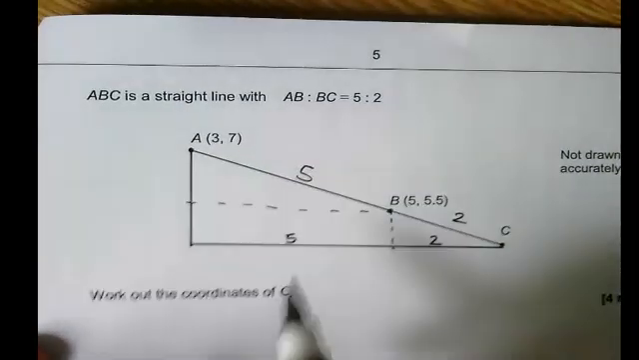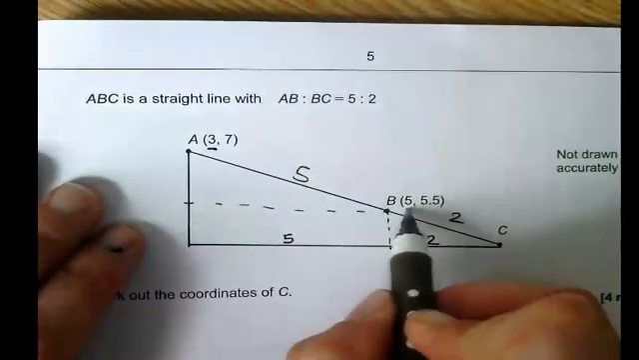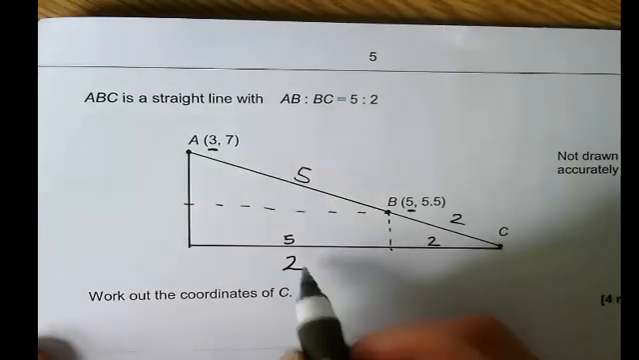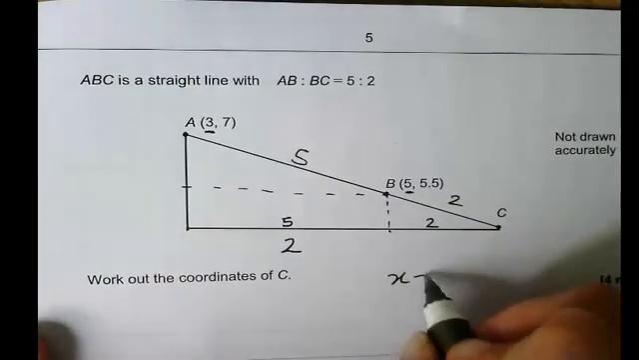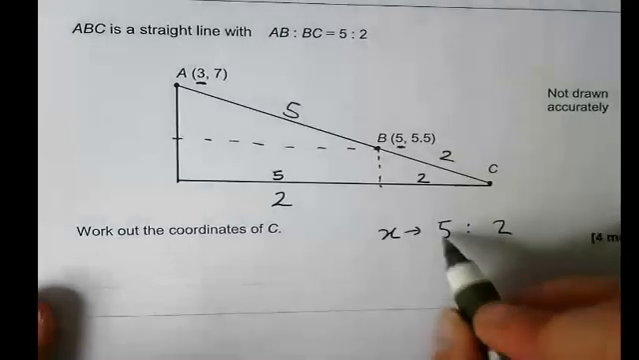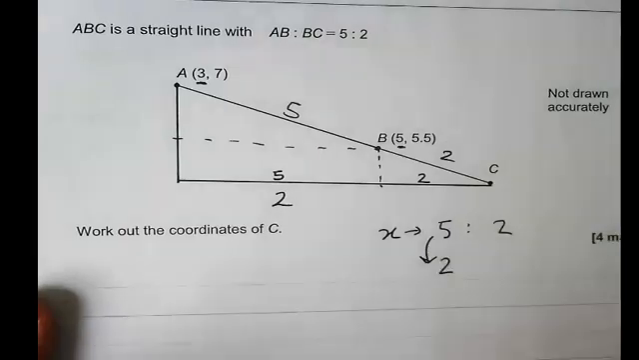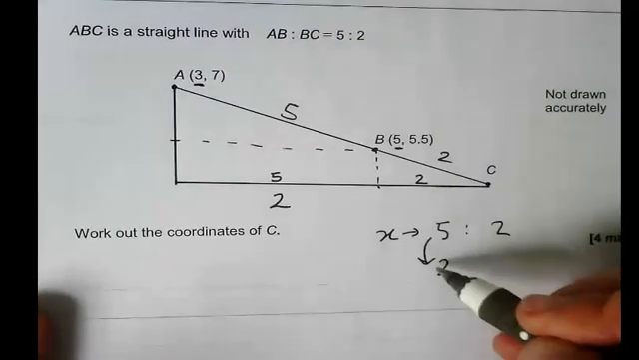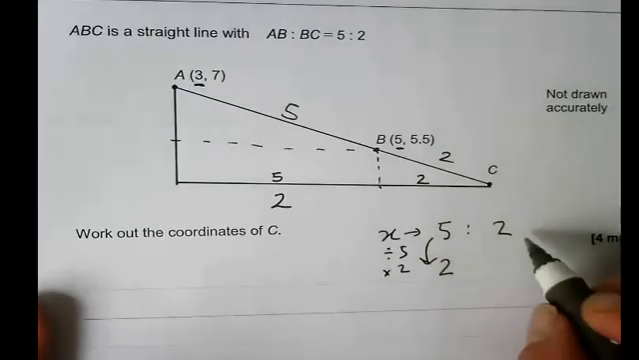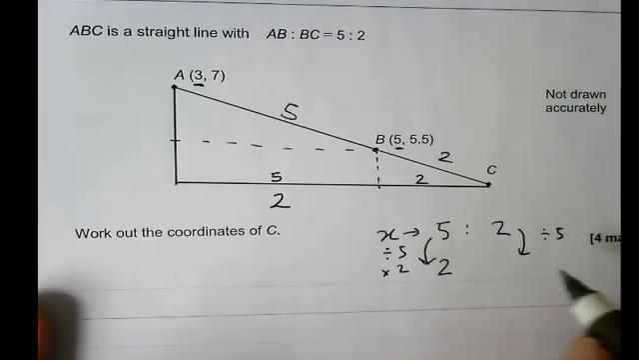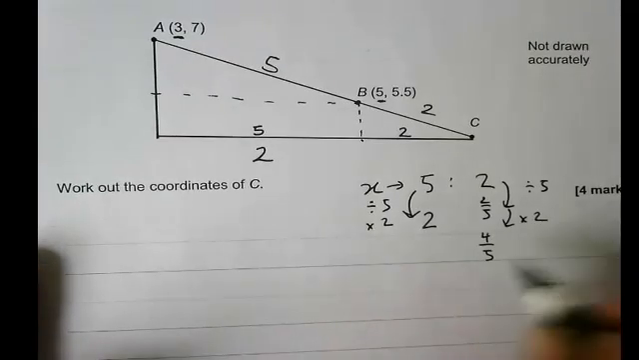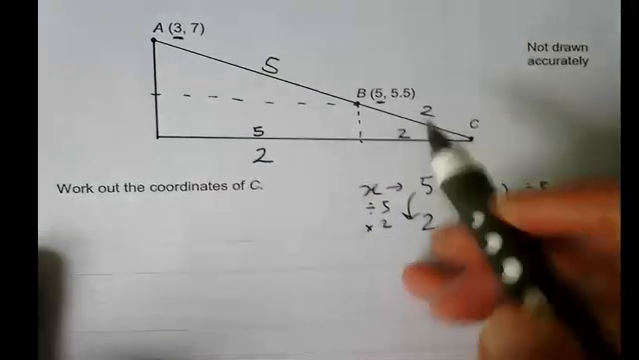I'm going to start with the change in x. So I'm looking at the x coordinates from 3 along to 5. I've jumped along by 2. So for the x, I've got a ratio of 5 to 2, and that first part 5 is equivalent to 2. To go from 5 to 2, I'm essentially dividing by 5 and multiplying by 2. So I'm going to do the same on this side. Dividing by 5, which gets me 2 fifths, and then multiplying by 2, which gets me 4 fifths.